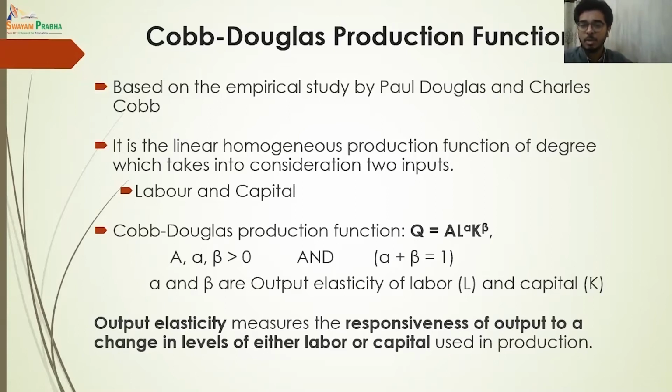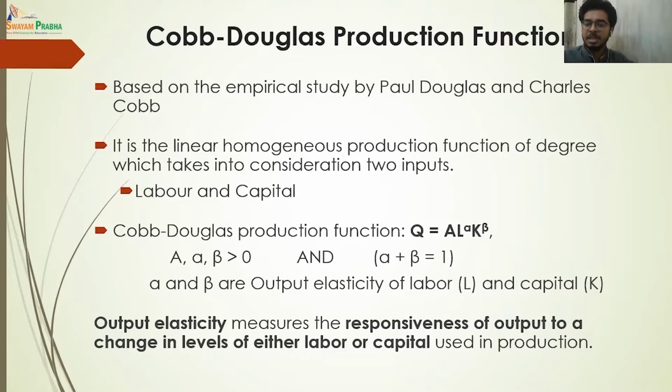So it's a linear homogeneous production function of degree one, in which two inputs contribute to the production process, producing a certain amount of output. Now, a Cobb-Douglas production function is Q equals L to the power alpha, K to the power beta, where alpha and beta represent, see, alpha is with L, beta is with K.